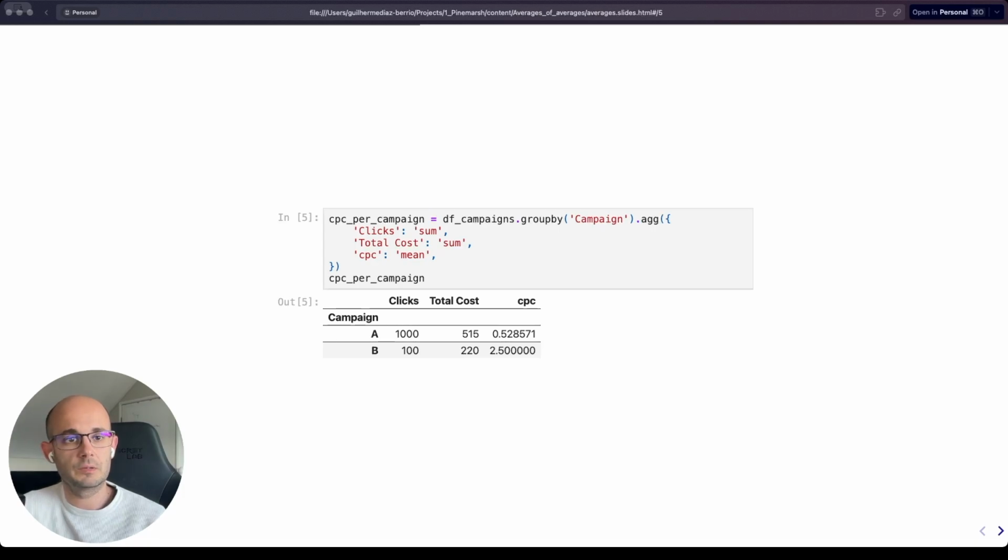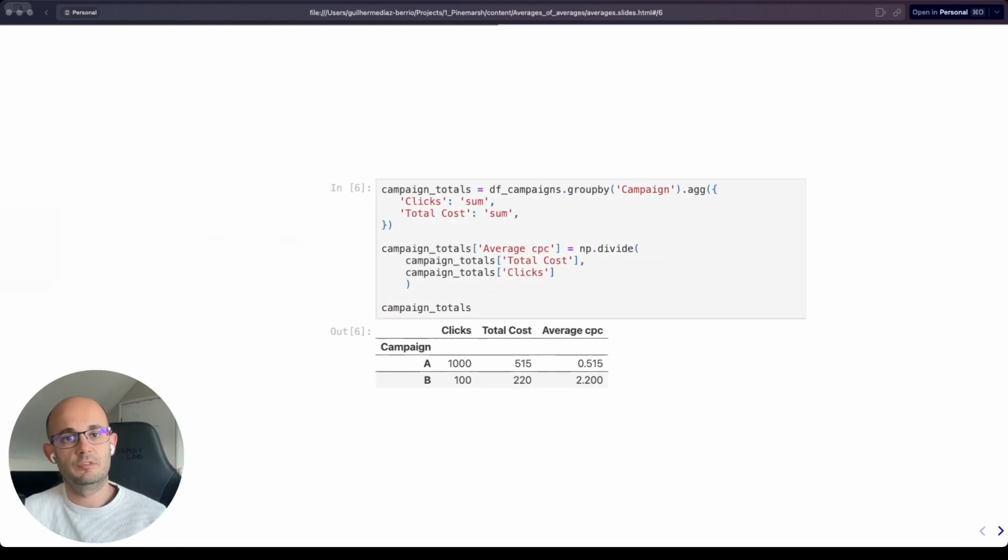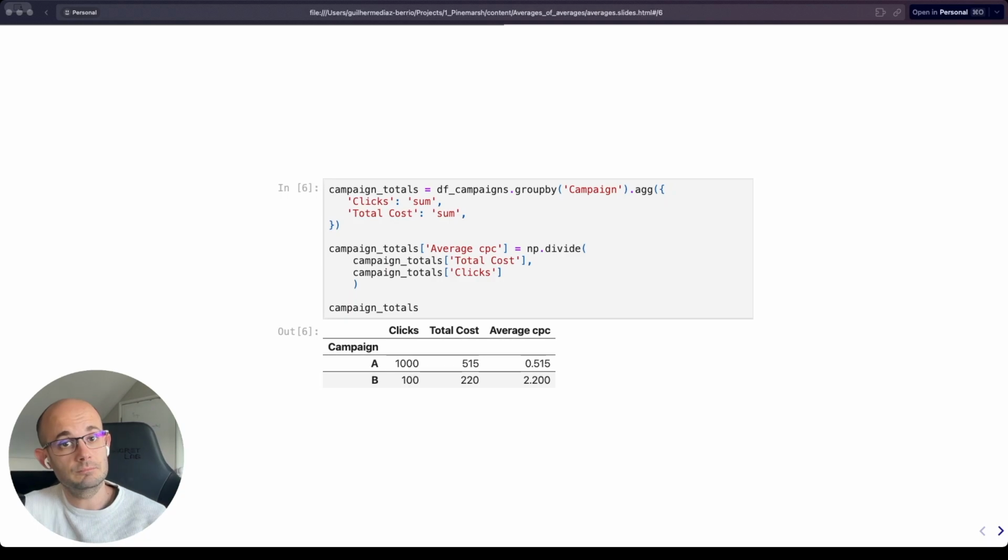Now, this value is actually wrong. If you calculate it correctly, i.e., let's first group by the campaign, calculate the total number of clicks, the total cost per campaign, and then create the average CPC, we'll find that average CPC for campaign A is 0.515. For campaign B, it was 2.5, and now it's 2.2. So what the hell is wrong here? And what is the correct value? The correct value is in fact this one.